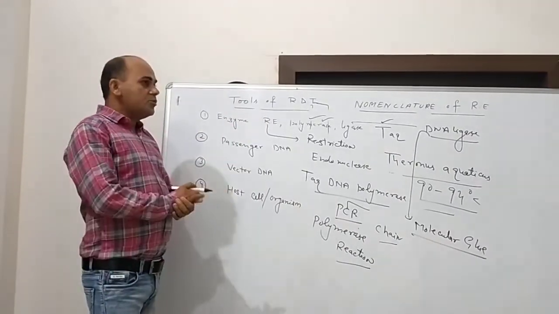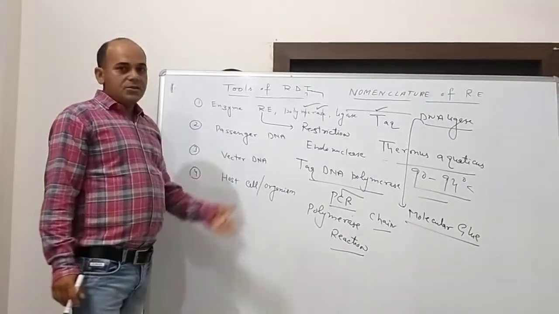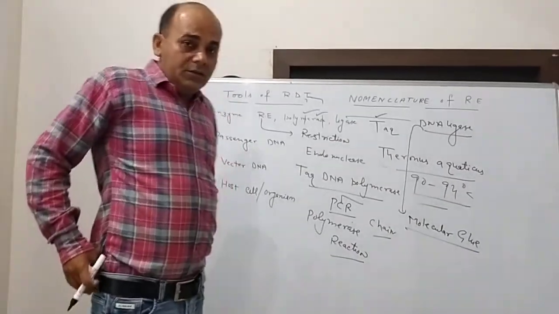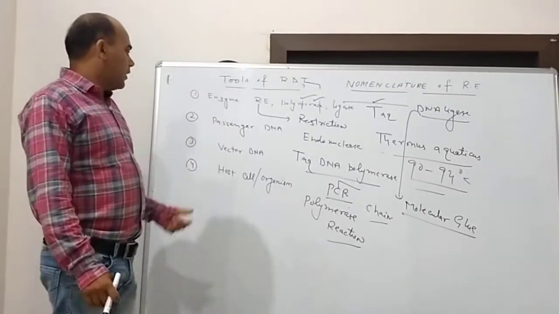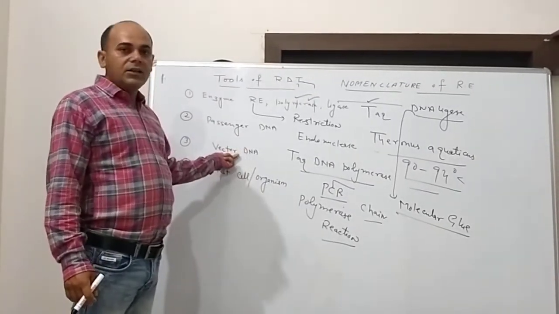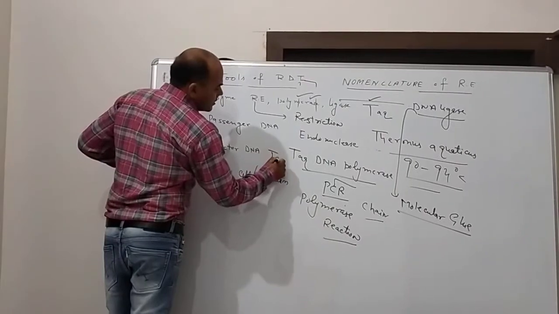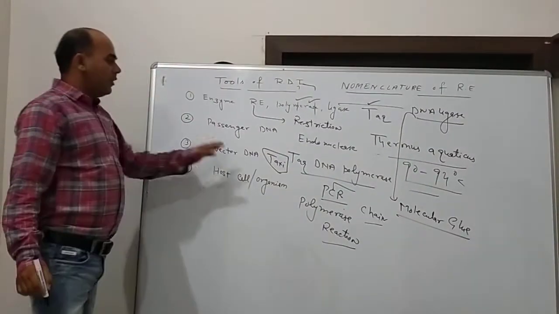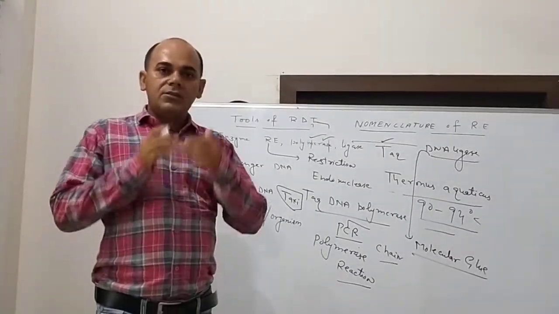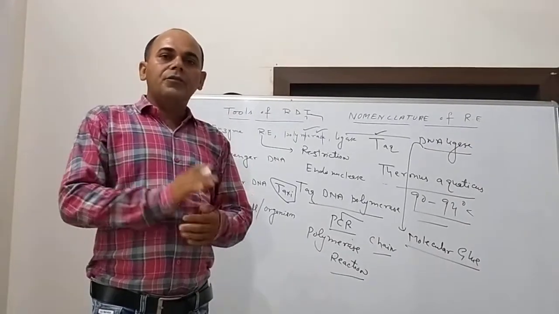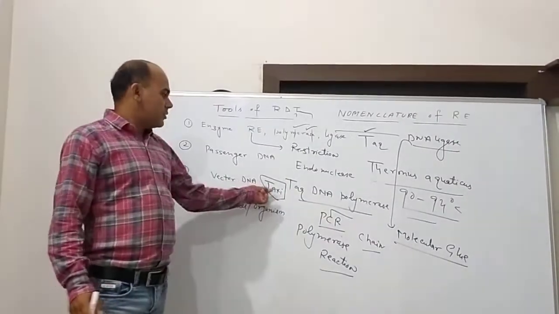Another tool which is used in R.D.T is called passenger DNA. Passenger DNA is the DNA which can be moved from one cell to another. How can this kind of desired DNA be moved? It can be moved with the help of a carrier. The carrier which works here is called a vector. That's why the vector in R.D.T is known as a taxi. It behaves like a taxi because with the help of a vector we can transfer a desired gene, a desired piece of DNA, from one bacterial cell to another. That's why the vector is known as a taxi.